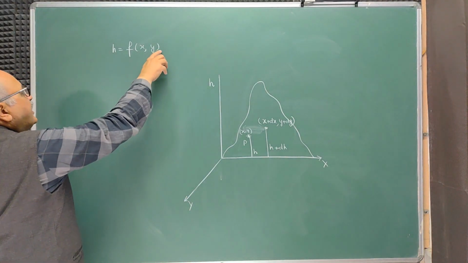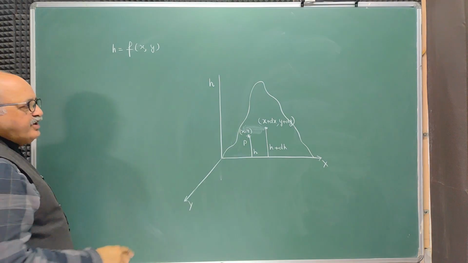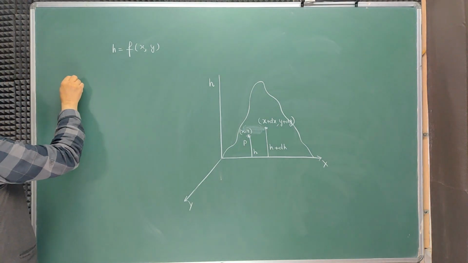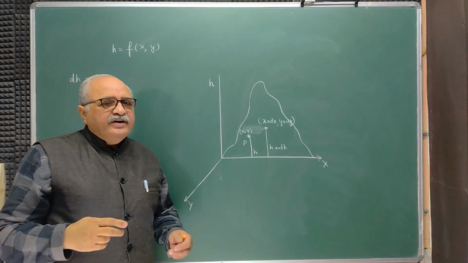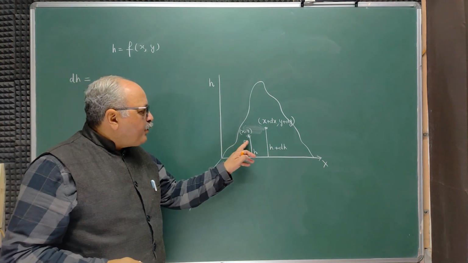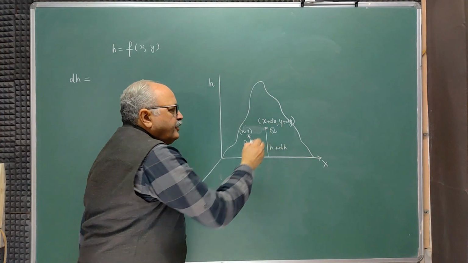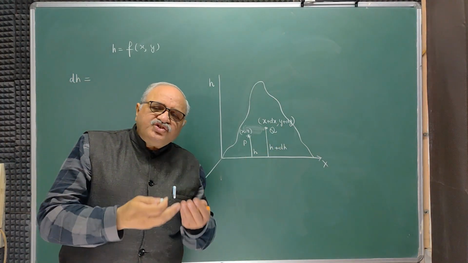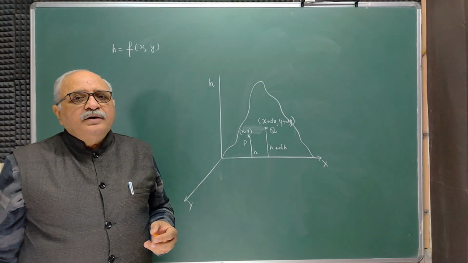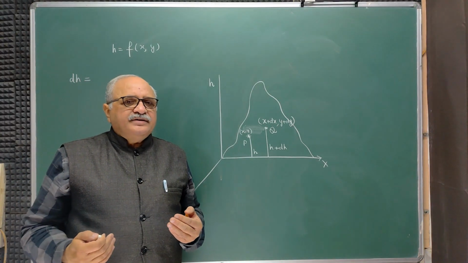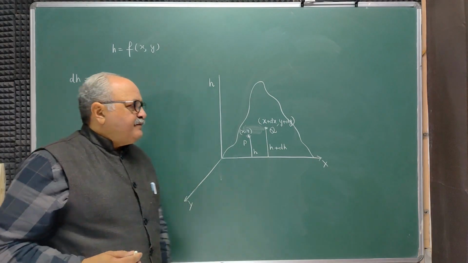Now if I have to write down the variation of the height, that means I am looking for dh. When I start going from the point P to the point Q, I find x is changing, y also is changing. But there is a simple way of handling it. You do like this.